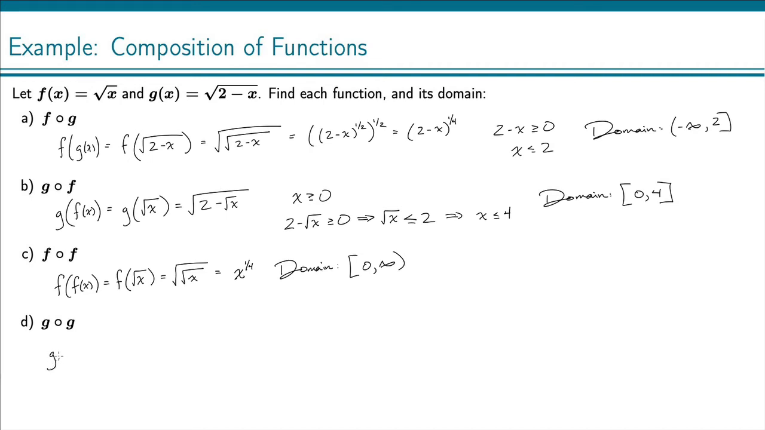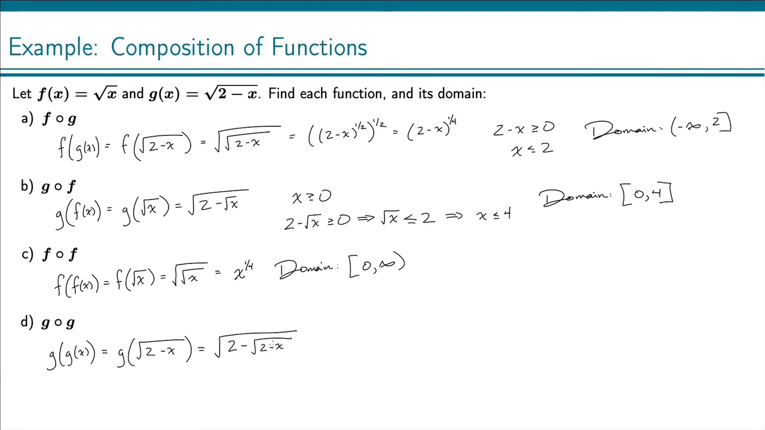And finally, g composed with g is g of g of x. Doing this inner g first, that is the square root of 2 minus x. And now for this g, this is going to take the input and put it right there. So I've got the square root of 2 minus my input. So the square root of 2 minus my input, which is the square root of 2 minus x. Okay, now for my domain for this, again, I can't simplify because I have a square root of a difference.